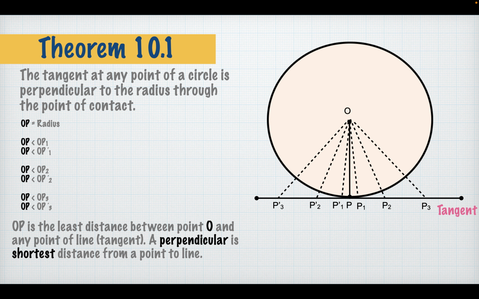And why is this the shortest one? Because no other point on the tangent lies inside the circle or on the circle. They are just outside the circle. So any line that connects the center to the tangent at any point has to go outside the circle, except at the point of contact. That's why it is the shortest line, and the shortest line is perpendicular. So we have proved it here.